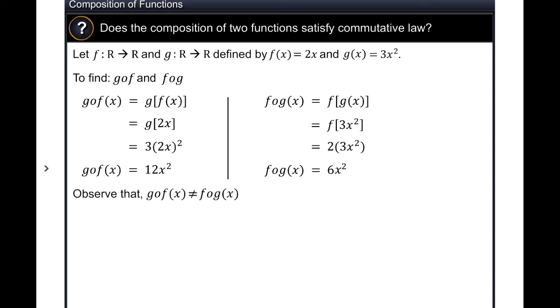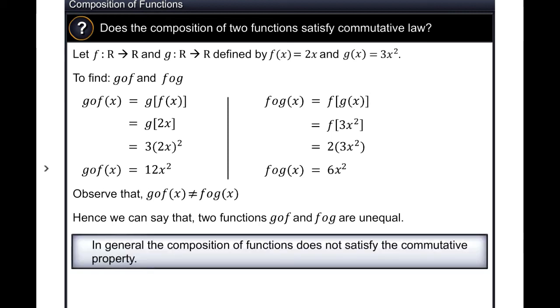Observe that g circle f of x is not equal to f circle g of x. Hence, we can say that two functions g circle f and f circle g are unequal. Hence, we can say in general that the composition of functions does not satisfy the commutative property.